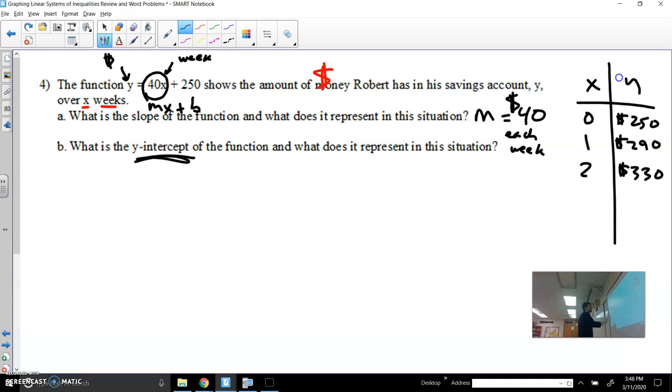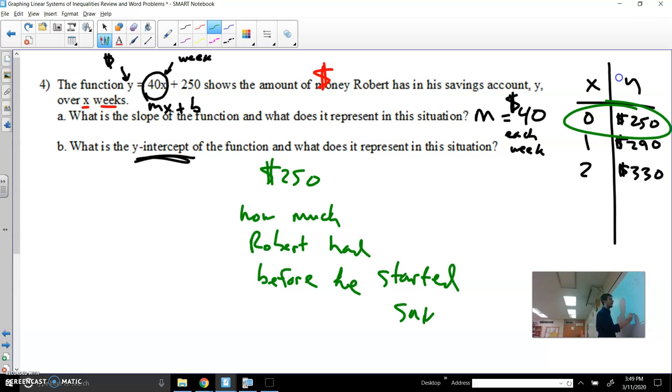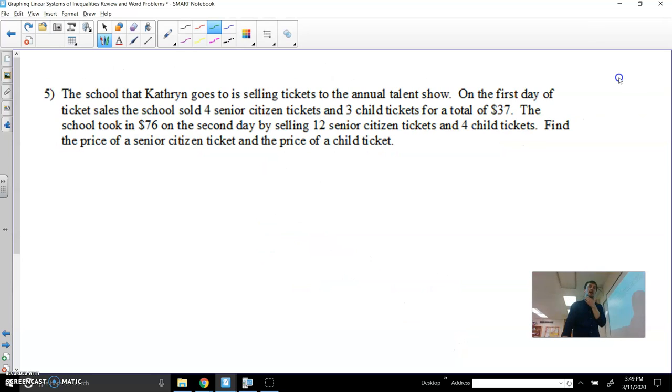Well, what's that y-intercept? What does this represent here? Well, that's $250. And this represents how much money Robert had before he started saving. Basically, that was your initial value, and then after that, he's going to start saving 40 a week. But that is his initial amount of money in the account before the time begins to roll and you begin adding money to your account.